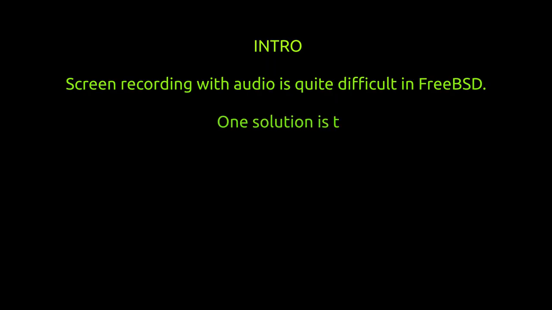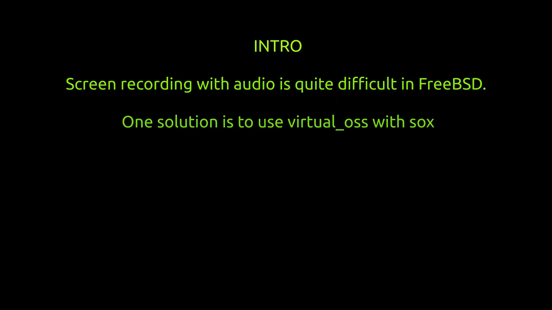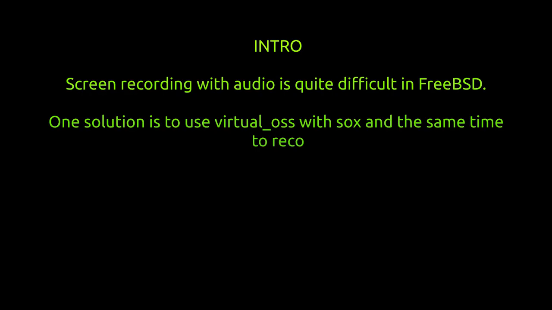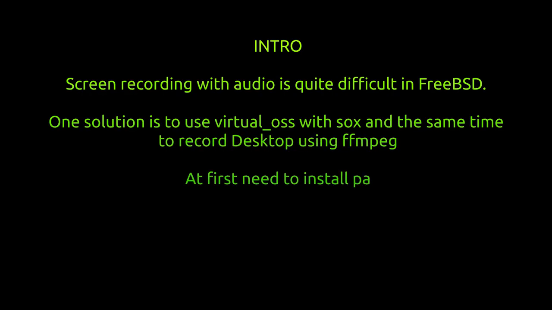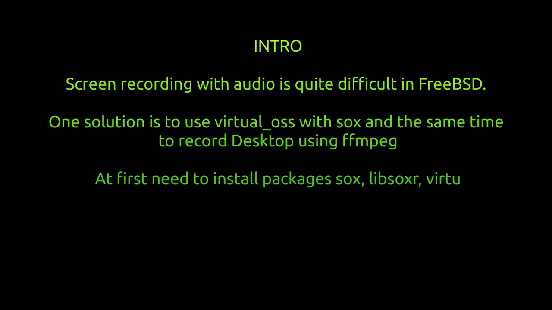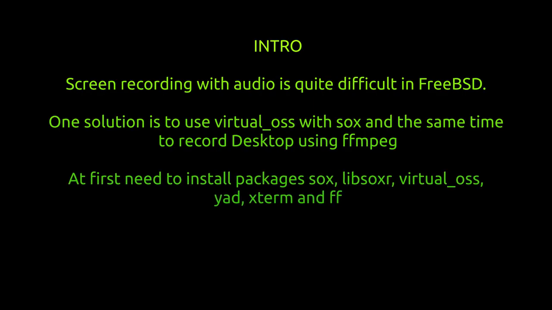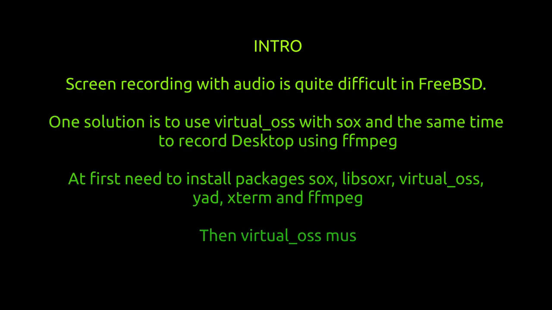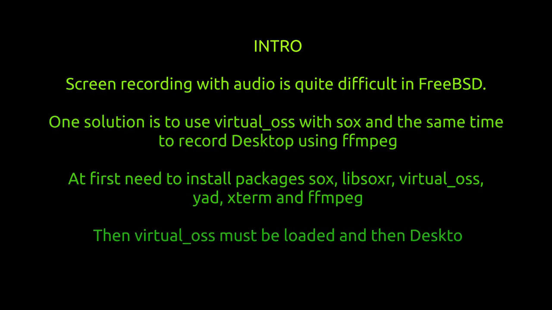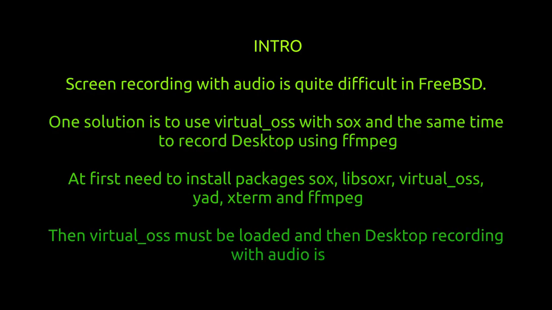Intro. Screen recording with audio is quite difficult in FreeBSD. One solution is to use virtual_oss with libsoxr, and at the same time to record the desktop using ffmpeg. At first you need to install the packages libsoxr, virtual_oss, YAD, xterm and ffmpeg. Then virtual_oss must be loaded, and then desktop recording with audio is possible.